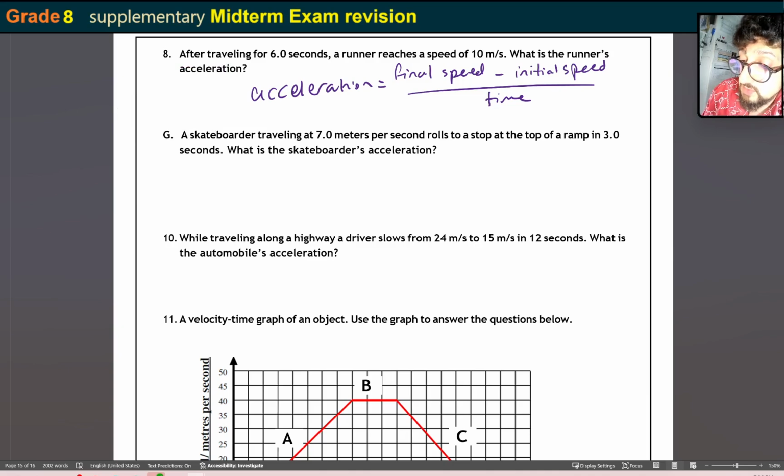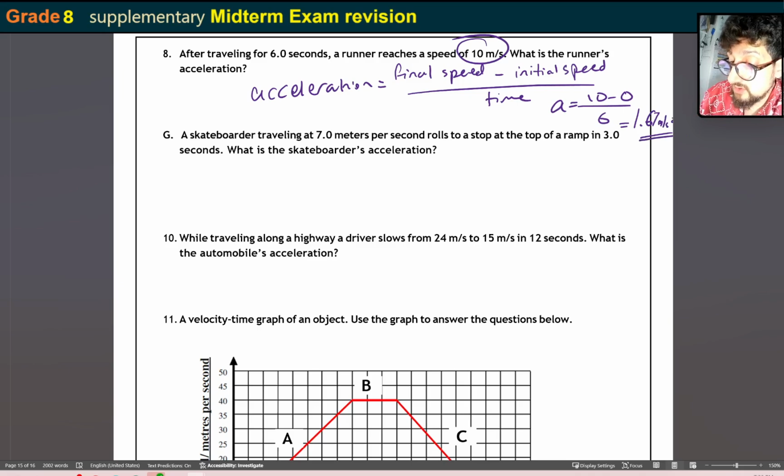What's the final speed here? 10 meters per second, and we're assuming that they started at 0. So it's going to be acceleration is equal to 10 minus 0 all over 6, which is equal to 1.67 meters per second squared. Don't forget the squared. That's the unit for acceleration.